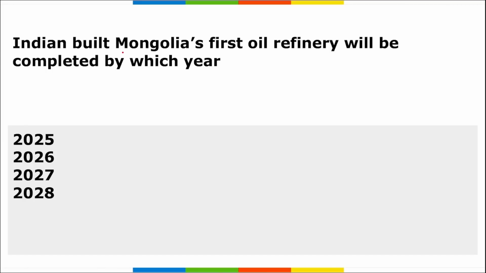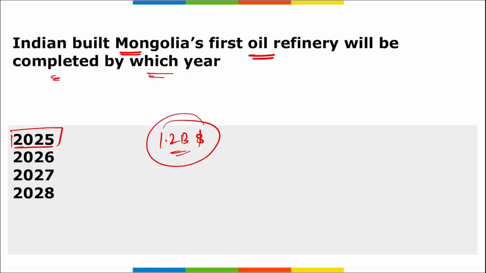Next, the Indian built Mongolia's first oil refinery will be completed by which year? So remember, Mongolia's first greenfield oil refinery is built and funded with Indian help in its South Gobi location, and this refinery is expected to be completed by 2025. Right? This is being built at a cost of $1.2 billion, and it is expected that by the end of 2025 this project will be completed.